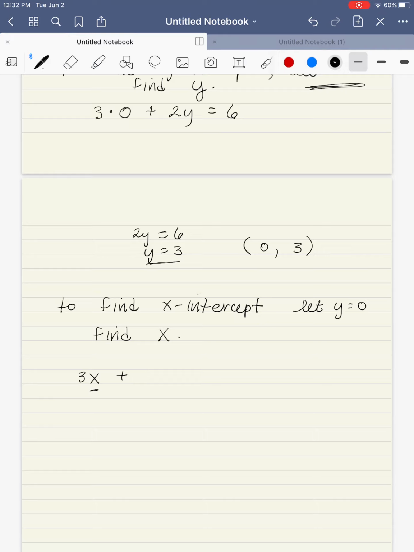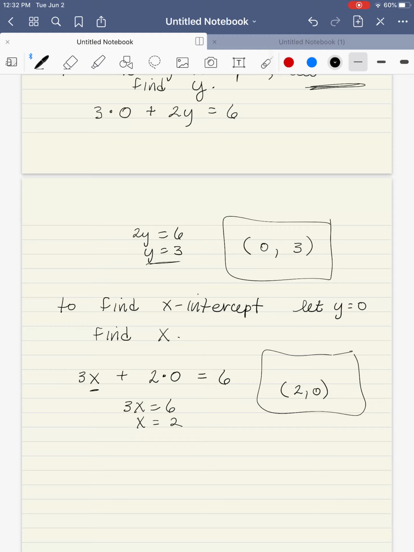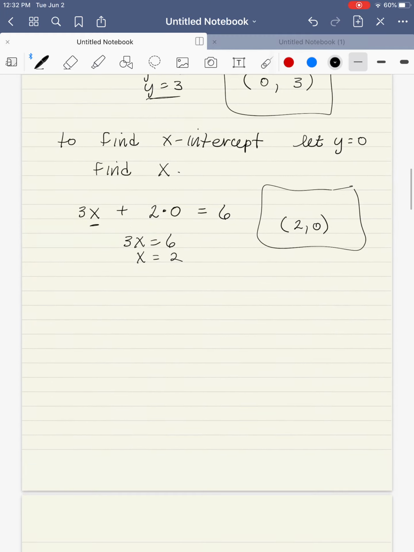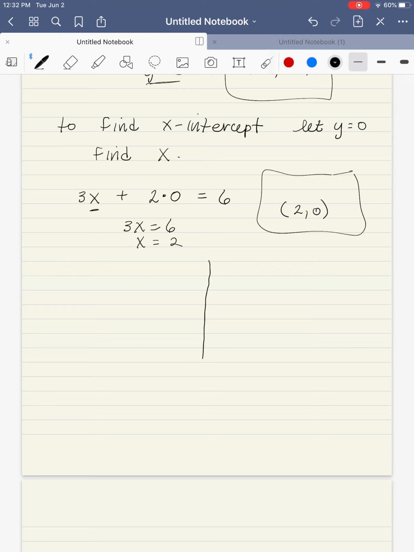All right, so we see that what we're trying to do is find the value of x that, if y is equal to 0, I have a true equation. 2 times 0 is 0, so I have 3x equals 6. So x equals 2. So I have the ordered pair (2, 0). Now I have 2 points. I happen to have these 2 special points, but all I need are any 2 points to graph the equation of the line.